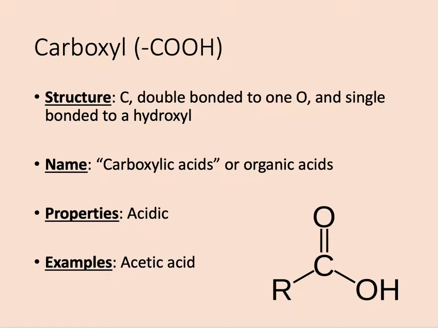Carboxyl. There's a carbon that is double bonded to an oxygen and single bonded to a hydroxyl. So in that picture, remember the R is a whole bunch of carbons along a carbon chain. At the very end, it's attached to a carbon. That carbon has a double bond with one oxygen and a single bond with another oxygen and hydrogen. They are called carboxylic acids or organic acids. So that means that they will donate hydrogens. They will give up hydrogens and make it more acidic. Acetic acid, that's vinegar. It's a carboxyl group.